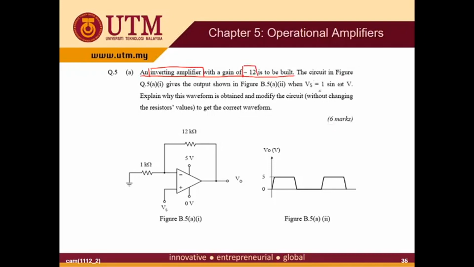This is the proposed circuit, and it gives an output voltage signal something like this when Vs is equal to 1 sine omega t. So this waveform is not the desired output waveform. Now the question is, explain why this waveform is obtained and modify the circuit.